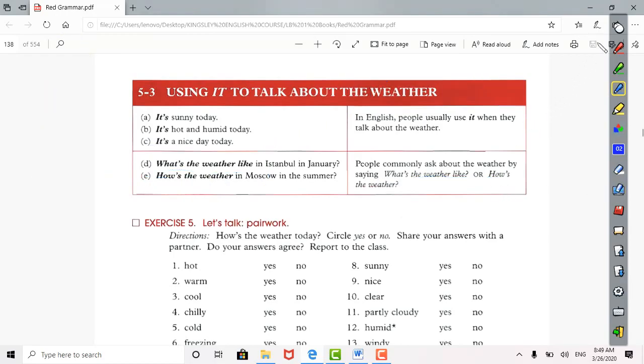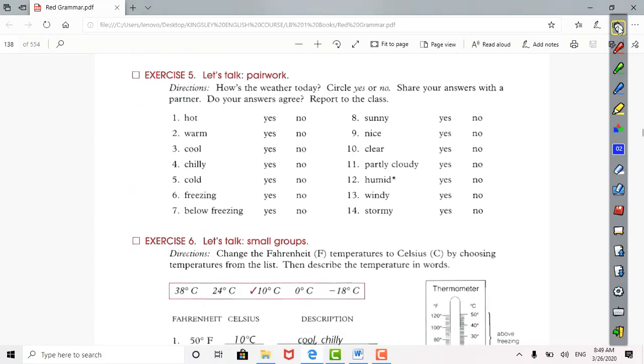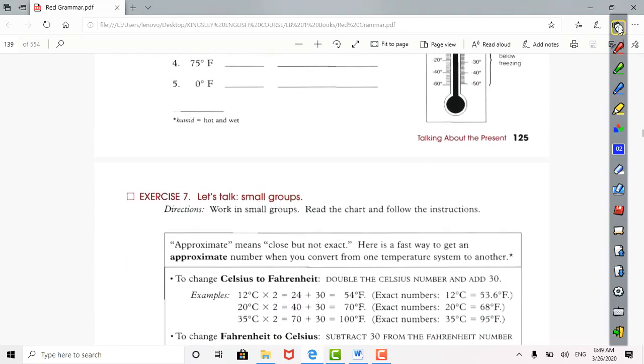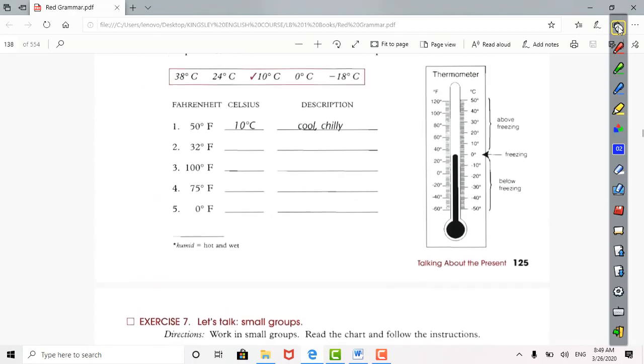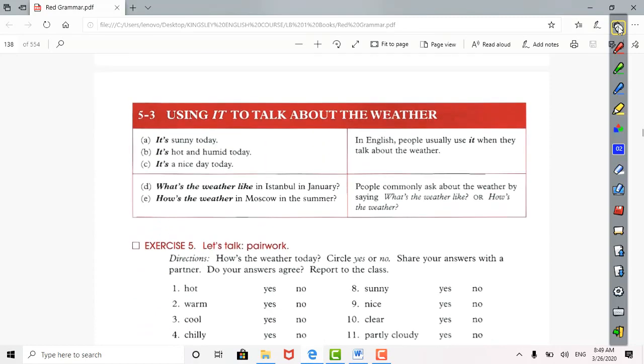Clear for this page, page 125. Later I will give you some exercises for this in the quiz. I need you to answer by LMS online. This one is only the explanation. All right, now we can move to the next page.